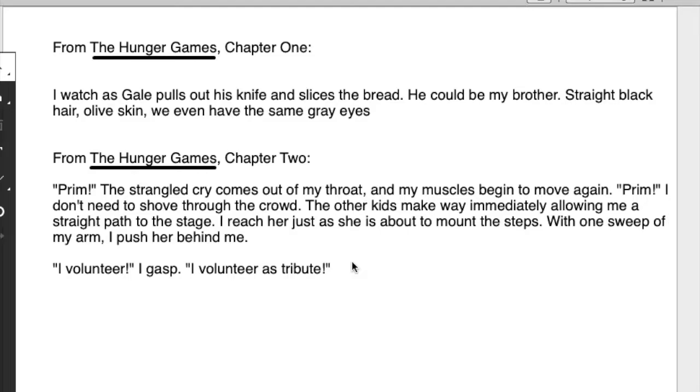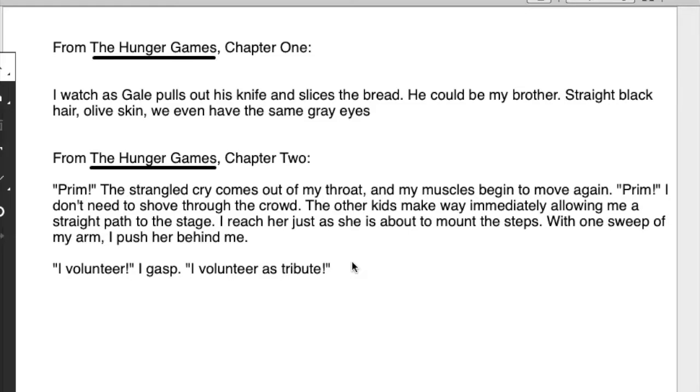And a lot of times, this is the way you'll see direct characterization used to just identify a quick character trait or a quick personality trait or a quick physical trait or attribute that the author wants to make note of. The second one is from chapter 2 of The Hunger Games, and I don't know how many of you guys have seen the movie or read the books, but this is the moment in chapter 2 when Katniss Everdeen, who's the main character, steps up and volunteers to go into the Hunger Games for her sister, who had originally been the one chosen.